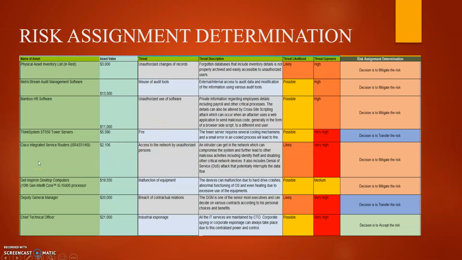For integrated service routers, with the threat of access to the network by unauthorized persons, we have planned to mitigate this particular risk of the assets. And regarding the equipment assets that are being used, which are the Dell Inspiron desktop computers, with the threat of malfunction of equipment, we have decided to mitigate this risk as well. Last but not the least, these are the two remaining people assets inside Rajesh Technology Solutions. For the Deputy General Manager with the threat of breach of contractual relations, we have decided to transfer the risk. And for the Chief Technical Officer with the threat of industrial espionage, we have decided to accept the risk.